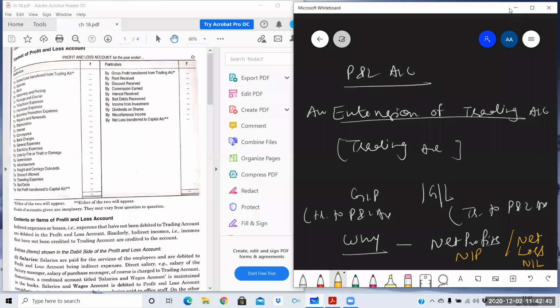Okay, because in trading account, you have seen that very few expenses we have recorded. So what type of expenses have we recorded in trading account? Only the direct expenses. So what definition I had given you about the direct expenses? The expenses which are related to purchase, which are related to bringing the goods inside the factory, inwards expenses, or which are related to conversion of raw material into finished goods. All the factory related expenses incurred for converting the raw material into finished goods are known as direct expenses.